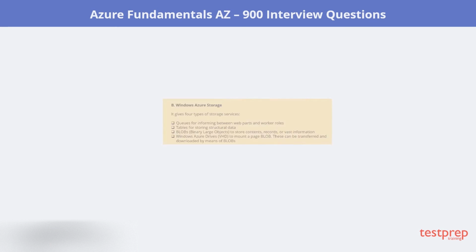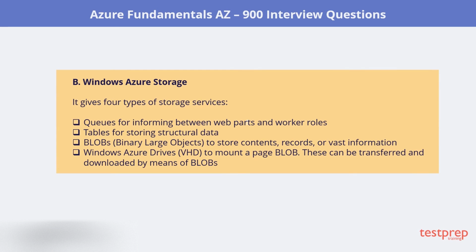Second, Windows Azure Storage. It gives 4 types of storage services. Number 1. Queues for messaging between web parts and worker roles. Number 2. Tables for storing structural data. Number 3. Binary large objects to store contents, records, or vast information. Number 4. Windows Azure drives to mount a page blob. These can be uploaded and downloaded by means of blobs.